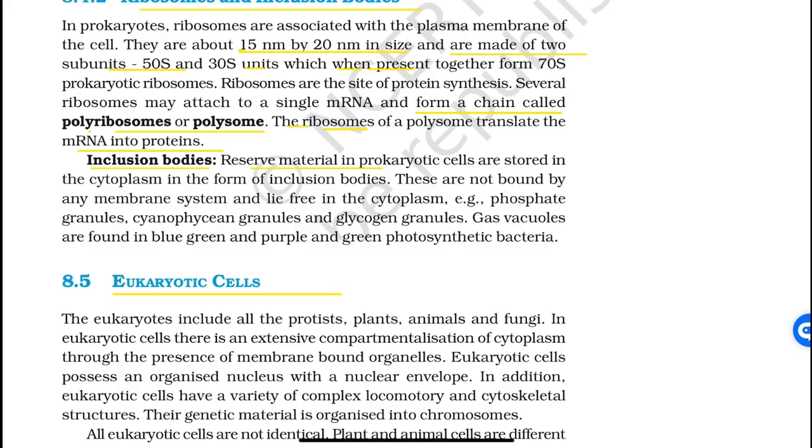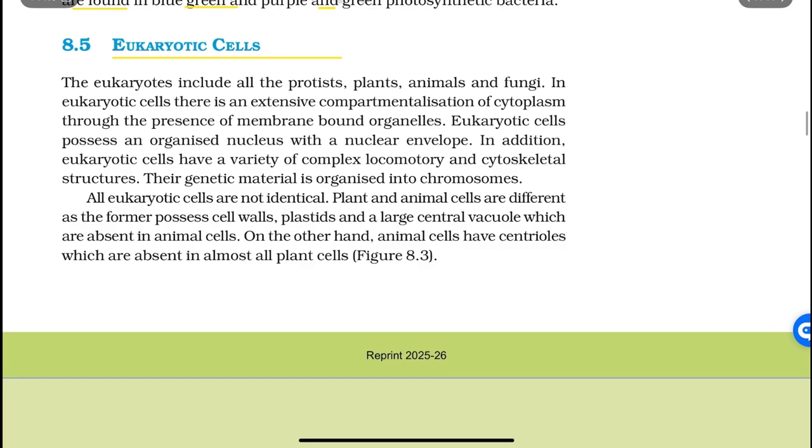Inclusion bodies. Reserve material in prokaryotic cells is stored in the cytoplasm in the form of inclusion bodies. These are not bound by any membrane system and lie free in the cytoplasm. For example, phosphate granules, cyanophycin granules, and glycogen granules. Gas vacuoles are found in blue-green algae and purple and green photosynthetic bacteria.